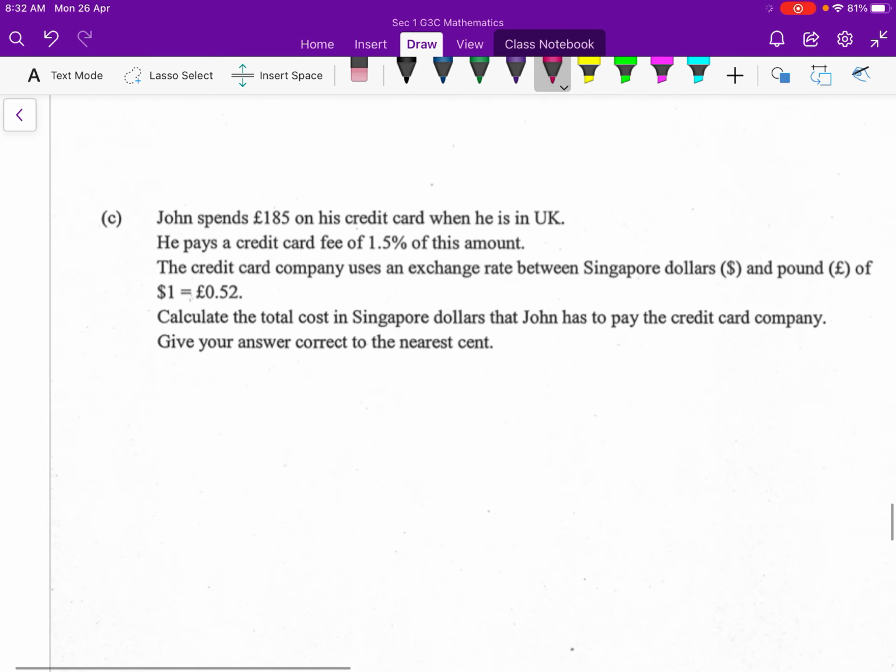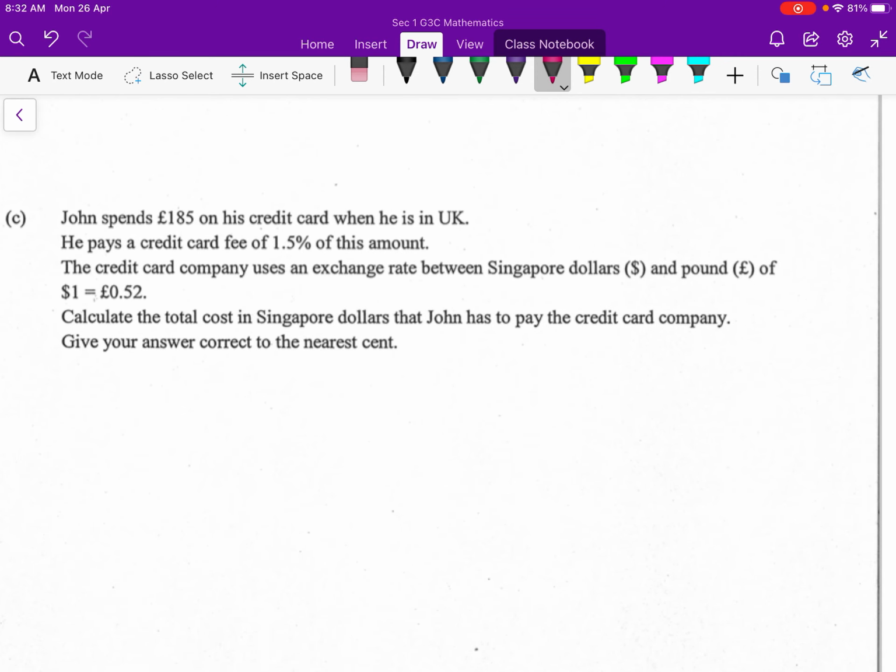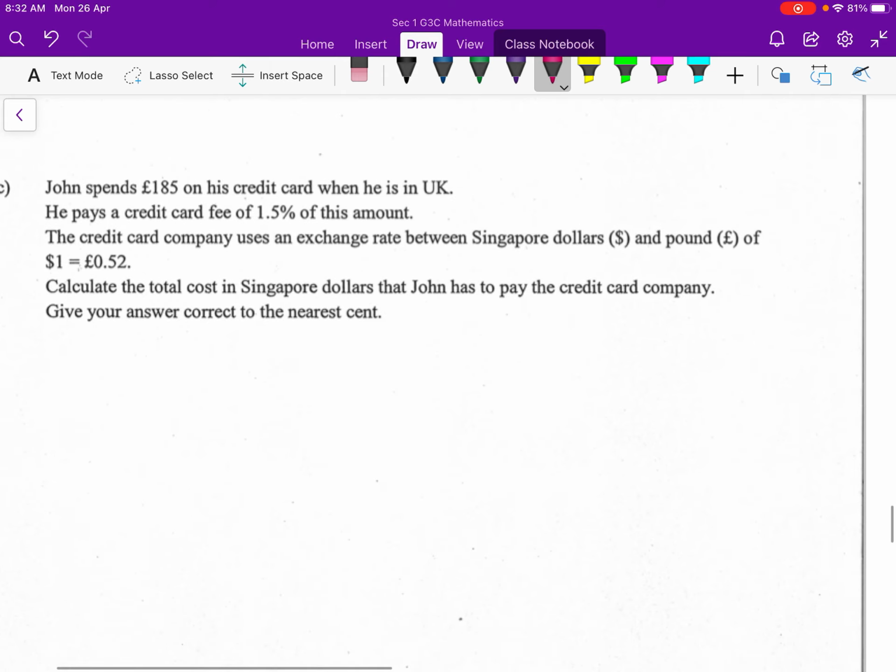Now in part C, anybody needs me to go through? No? No need. Did you all draw things like arrows? Anybody look at work? Do you draw arrow? For things like $1, then you arrow 0.52 pounds. Huh? What? How you draw that one? Like that. Like that. Then like that.